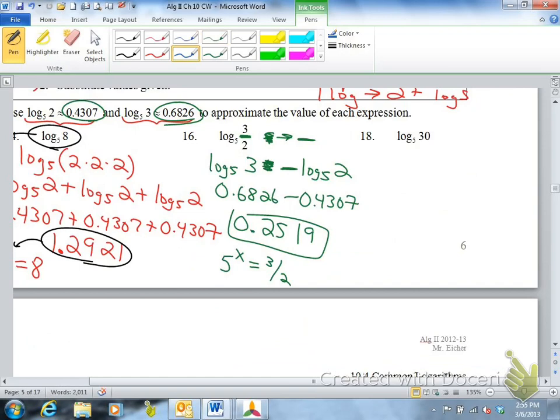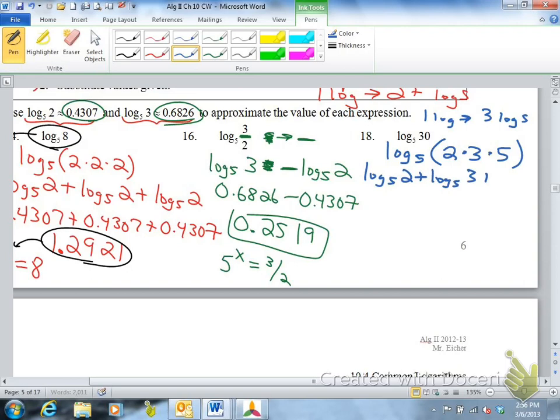Okay, last one, log base 5 of 30. You have to write 30 with its prime factors. So you could do 6 times 5, but 6 you could break down to 2 and 3. So 2 times 3 times 5. Notice you have products, so you can write one log of a product. You're going to expand into, in this case, 3 logs. So one log is going to turn into 3 logs. You have log base 5 of 2 plus log base 5 of 3 plus log base 5 of 5.